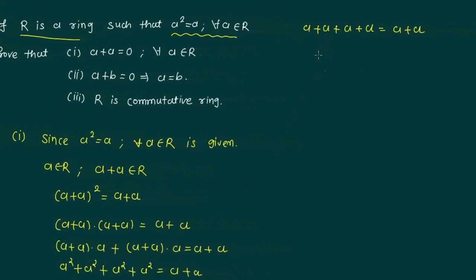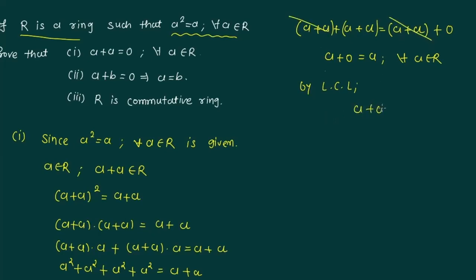Now if this is the first bracket and this is the second, then we know that a plus 0 equal to a for all a belongs to R, so I can add here plus 0. Now in a ring left cancellation law holds, so by left cancellation law, if I cancel this a plus a to this a plus a, we have a plus a equal to 0, and the first postulate is proved.